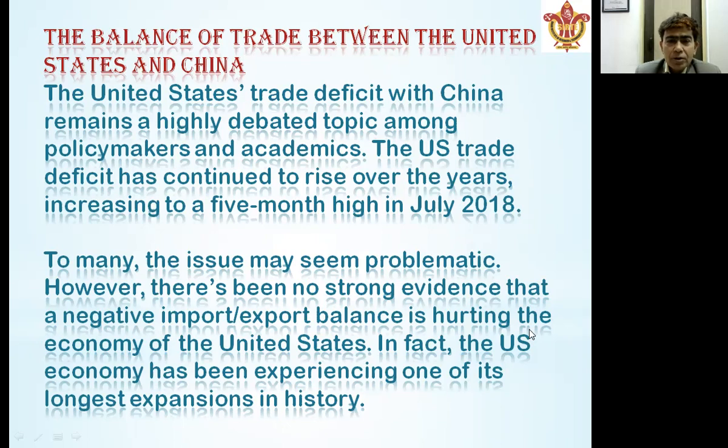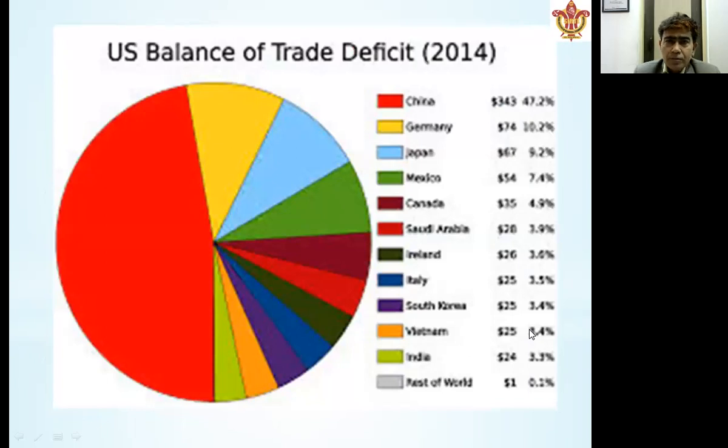However, there is no strong evidence that a negative import and export balance is hurting the economy of the United States. This is the most important concept, how the United States is not affected by this. But we see in the figure, this is a great concept. In fact, the United States of America has been experiencing one of the longest expansions in history. The US balance of trade deficit we can understand on the data of 2014. This is most important. The balance of trade of the US with China is approximately a 47.2% deficit with China and America.